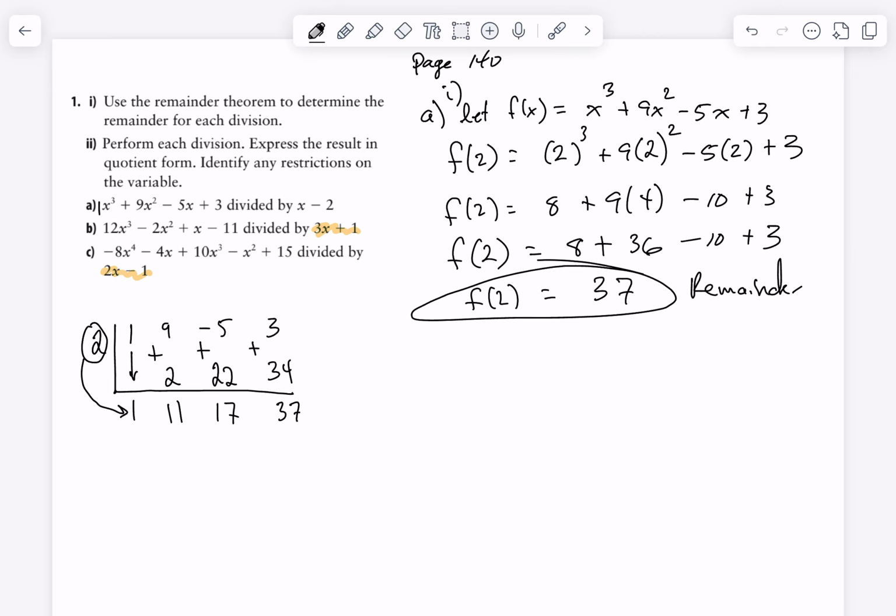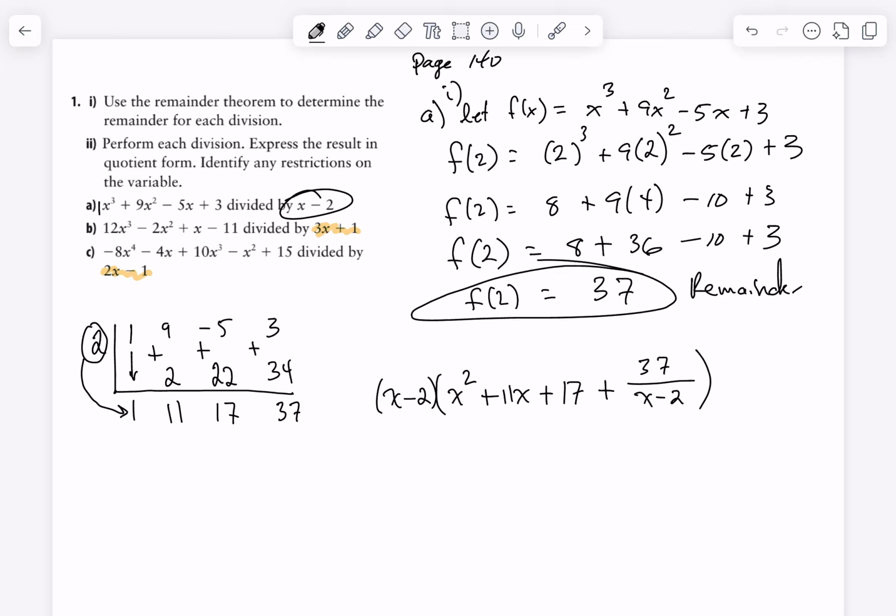Because it's asked here, we can identify any restrictions too. So perform the division and express the result in quotient form. Here's what we've got: x minus 2 multiplied against x squared plus 11x plus 17, plus the 37 remainder over what I divided by in the first place, which would have been x minus 2. That's what it asked us to divide by in the beginning.